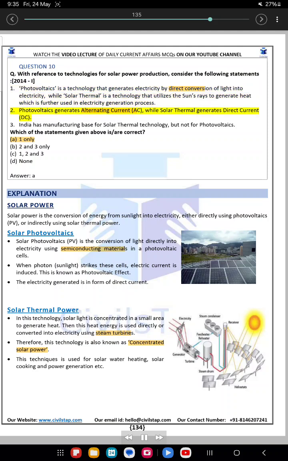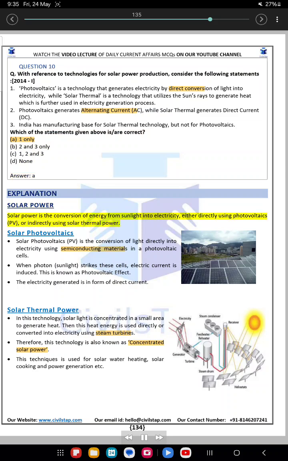2. Photovoltaics generates alternating current (AC), while solar thermal generates direct current (DC). 3. India has manufacturing base for solar thermal technology, but not for photovoltaics. Which of the statements given above are correct? A. 1 only. B. 2 and 3 only. C. 1, 2 and 3. D. None. Answer: A.